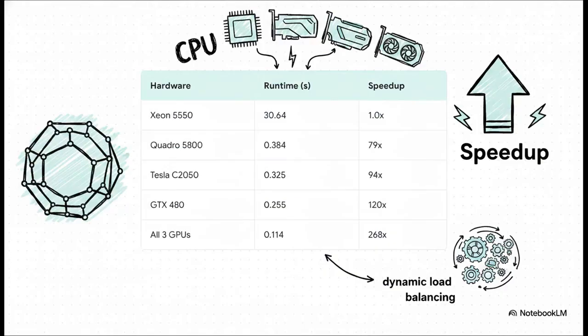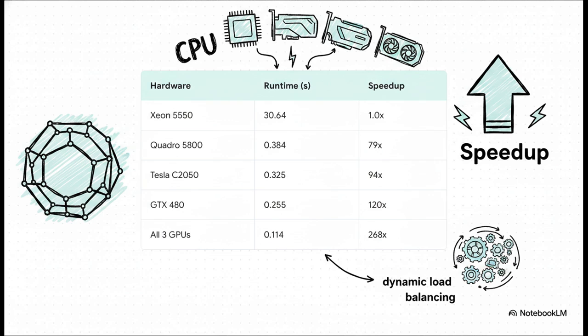And this brilliantly illustrates the final results. Computing molecular orbitals for a C60 molecule takes a single CPU core over 30 seconds. A Quadro GPU drops that to 0.38 seconds. A GTX 480 down to 0.25. So there is our 120 times speedup from earlier.